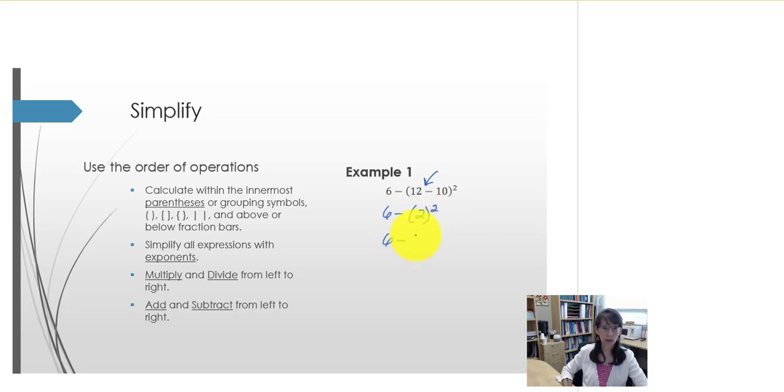2 squared would be 4. Our last step now: notice we don't have any multiplication or division symbols, but we do have subtraction. So 6 minus 4 will leave us 2 for the final answer.